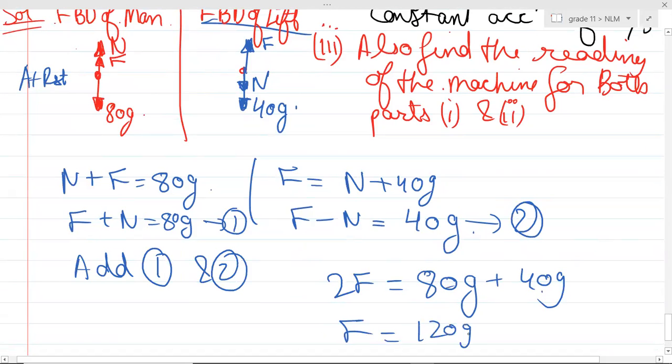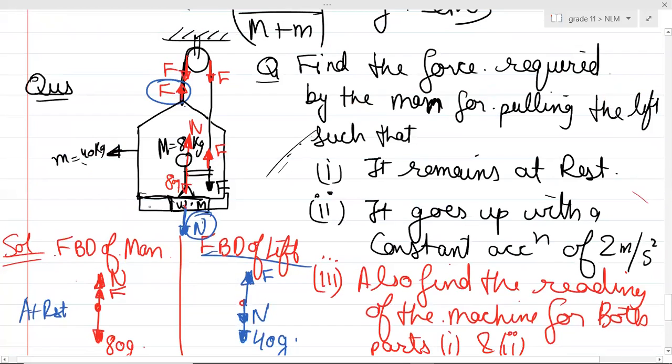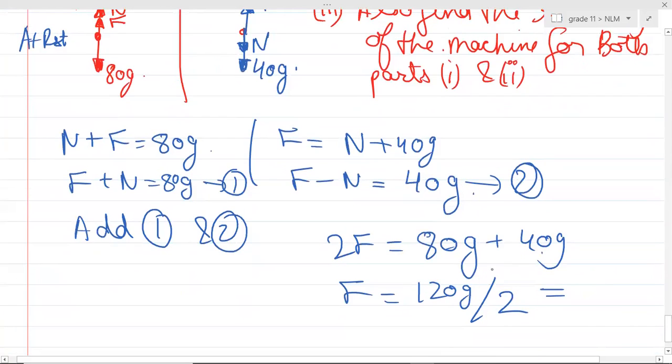120G divided by 2. So how's the N acting downwards for FBD lift? Because the lift is applying a normal reaction upwards on the man. Okay, fine. So man is applying lift downwards. So basically 120G divided by 2 will be equal to 60G, and this will be equal to 600 newtons. Is this clear guys? This is the value of F.